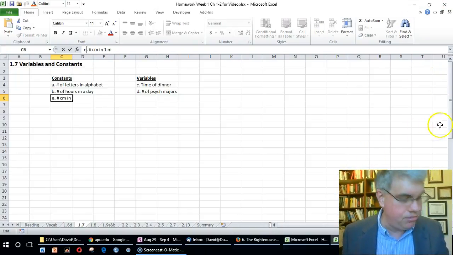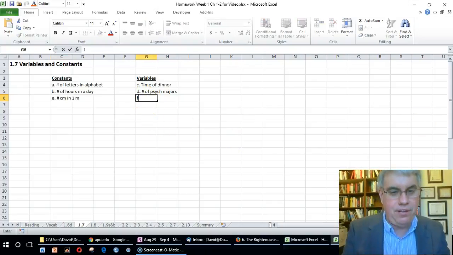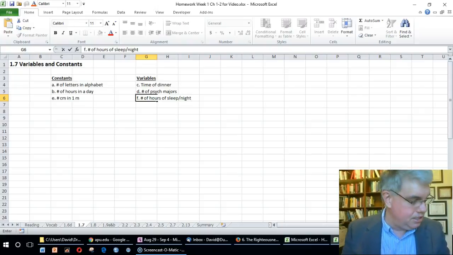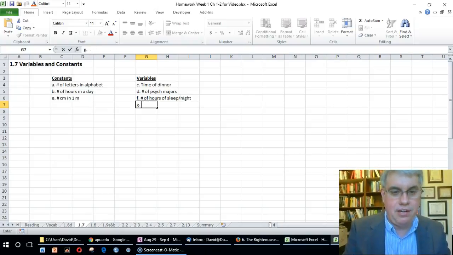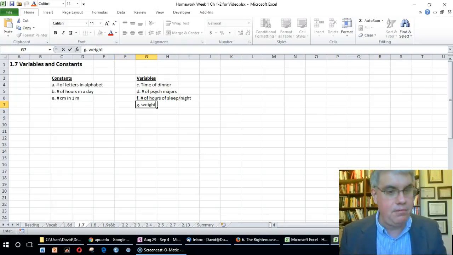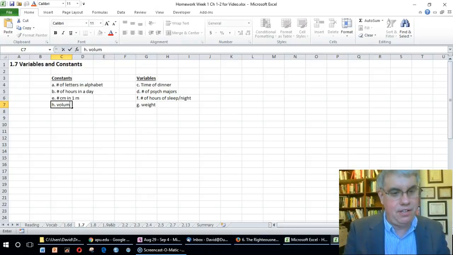Now F is the amount of sleep you get each night. Well, I imagine for you that's variable. For me it certainly is a variable. So number of hours of sleep per night. G is the amount you weigh. That certainly is variable. Weight. And then H is the volume of a liter, and that stays constant, the volume of 1 liter.